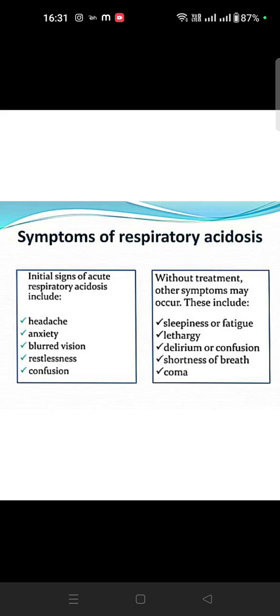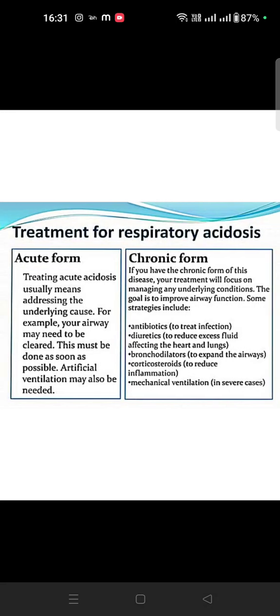What are the symptoms of respiratory acidosis? Initially headache, anxiety, blurred vision, restlessness and confusion will be there. Without treatment there is sleepiness, fatigue and lethargy, delirium, shortness of breath, and they can go into coma. So what is the treatment of acidosis? For the acute form, treatment usually addresses the main cause. Then we can start artificial ventilation. For the chronic form, antibiotics, diuretics, bronchodilators and corticosteroids can be given.